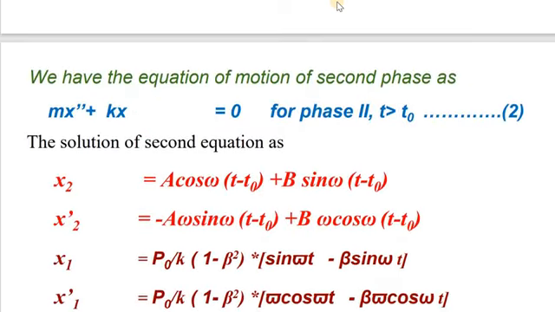Now in the second phase, what is the condition here? Only x2, here only the complementary solution will be there, no particular solution. So I am just writing, this will be equal to x2 c of t. There is no x2 p, this term is 0 because there is no force. So t will become t minus t0.